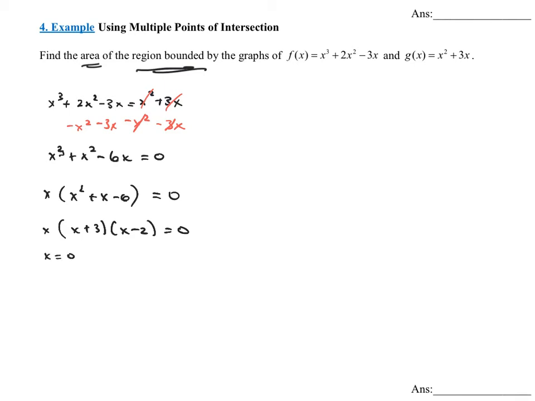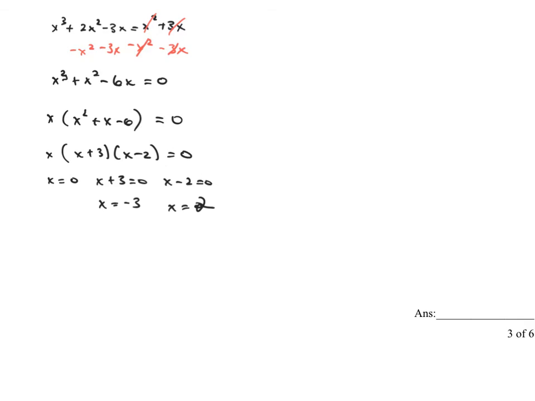So what am I having here? I have x equals 0. I have x plus 3 equals 0, which gives me x equals -3. And then I have x minus 2 equals 0, which gives me x equals 2. Okay, so this gives me a bit of an issue. Now I have -3, I have 0, and I have 2. So those functions are equal at those 3 points. So the point is I'm going to be integrating two separate areas.